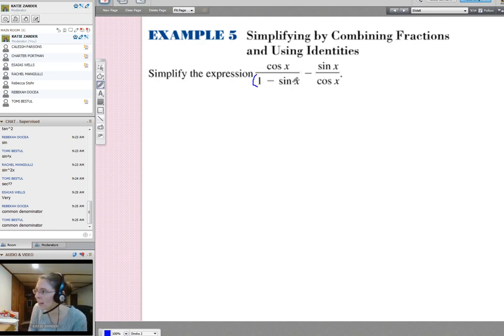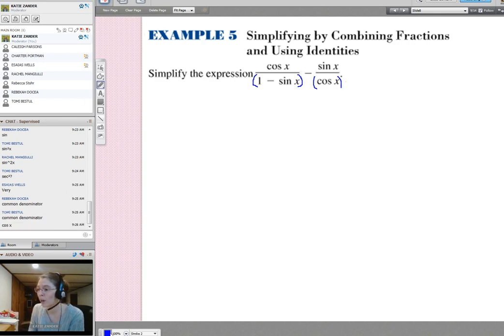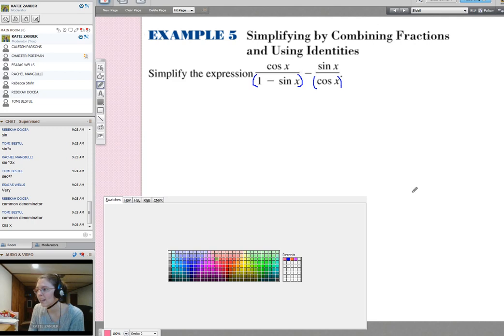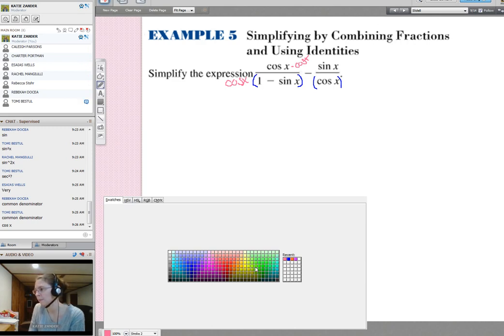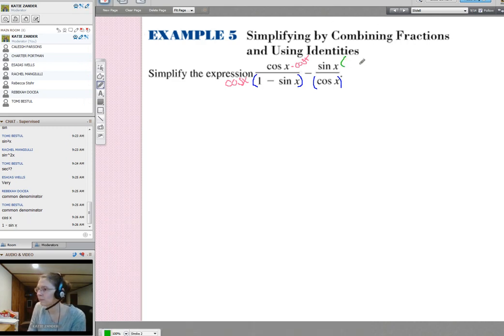So I'm going to go ahead and put parentheses around these just so that we know that they're grouped together. What do I need to multiply my first fraction by so that I can work on getting my common denominator? So in other words, what is the first fraction missing that the second one has? Yep, it is missing a cosine x. And then, what is my second fraction missing that the first one has? Yep, 1 minus sine x.